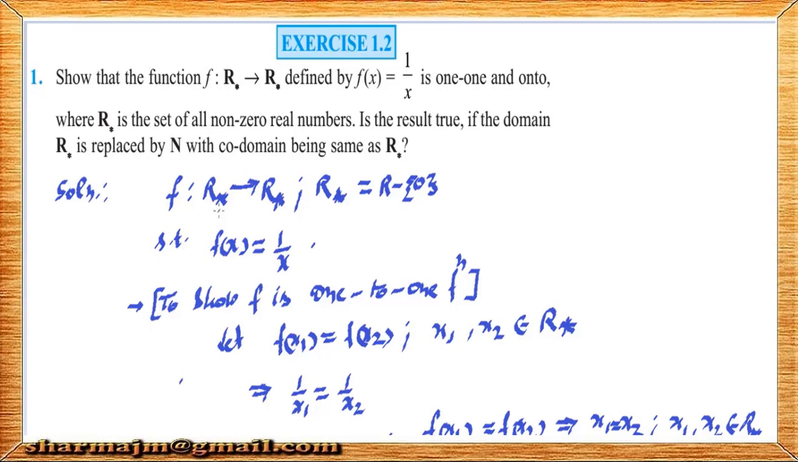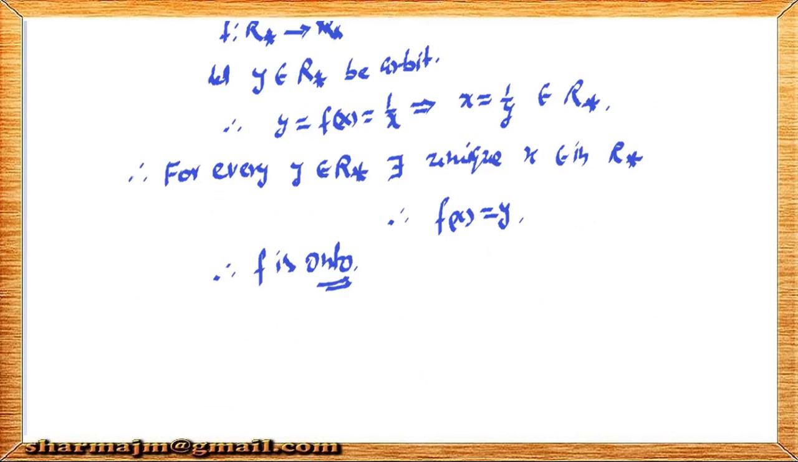Okay. Now he is asking the same result when this R star is replaced by natural numbers. Okay. So let us do the second part of this question. Second part, f is a function from natural numbers to R star, okay, where R star is the set of real numbers excluding 0.